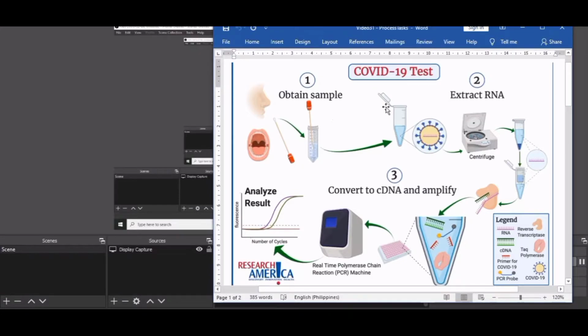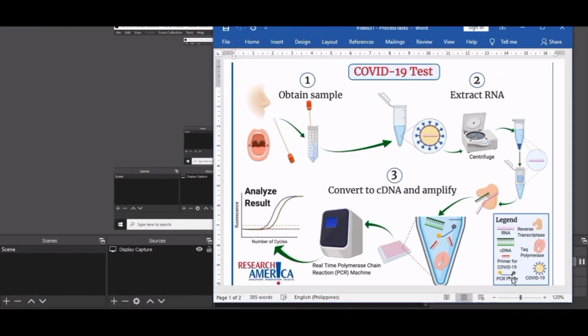For the nominals, it's still the same. Advice: watch out for the nominal traps. Obviously there are a lot of nominals over here, so all of the objects that you see are nominals. And then you have that legend over there: RNA, cDNA, reverse transcriptase, Taq polymerase, and the PCR probe. All of those are the nominals. Watch out for them.